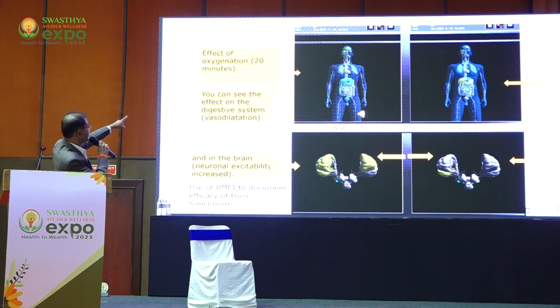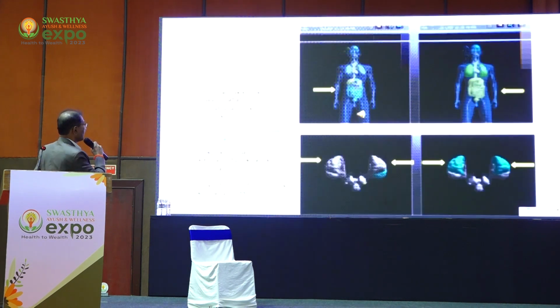Now effect of oxygenation, 20 minutes. After putting carbo-veg, 20 minutes, changes will be there. You can see the effects on the digestive system, that is called vasodilation. Then in the brain also, excitability. Effect of homeopathic similimum. These colors don't mean that he has a brain tumor. These are the different colors showing chromatological analysis.